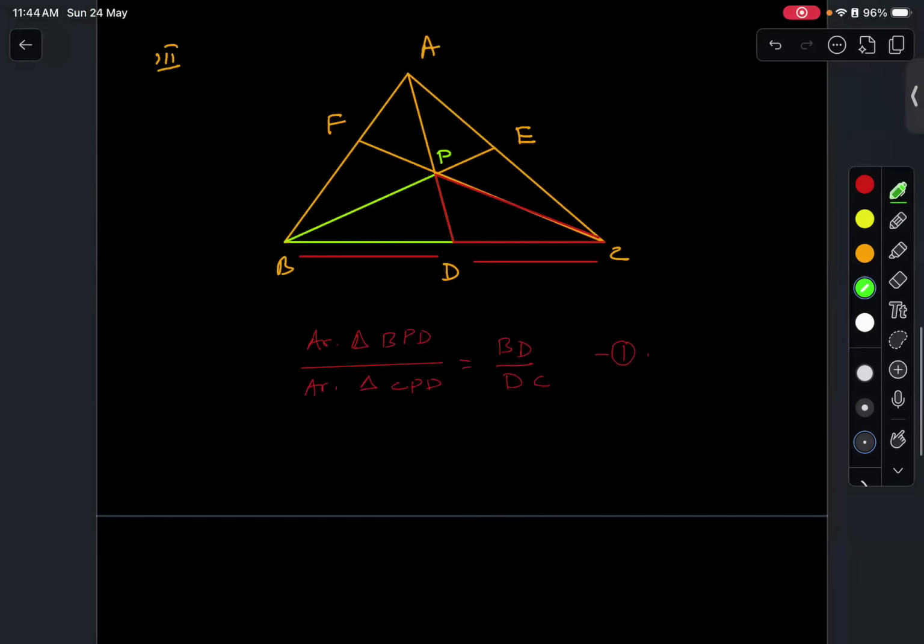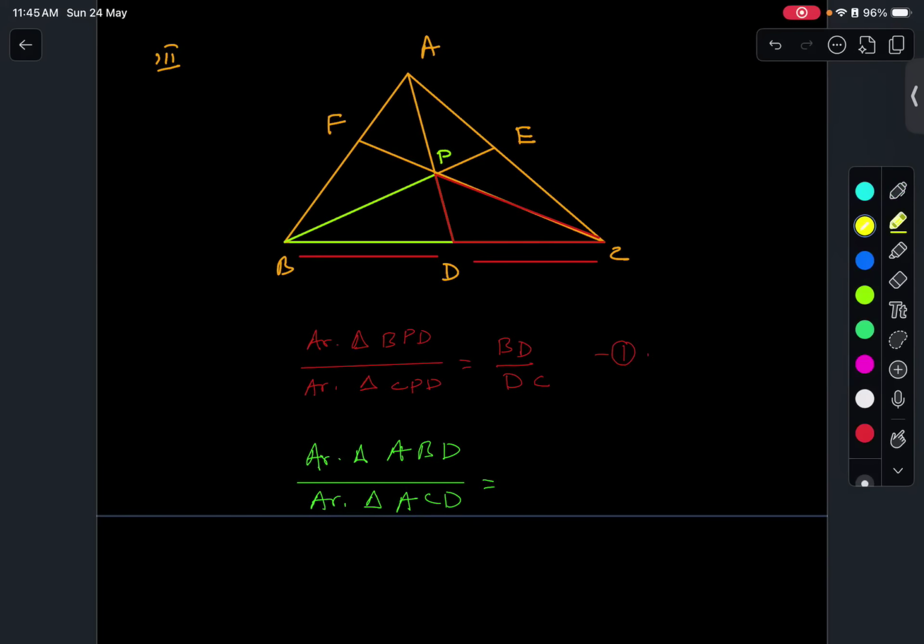So in the second case, you can see area of triangle ABD upon area of triangle ACD. What can we write for this? I'm just asking. Sir, same BD upon DC, right? Yes. Can you say this?